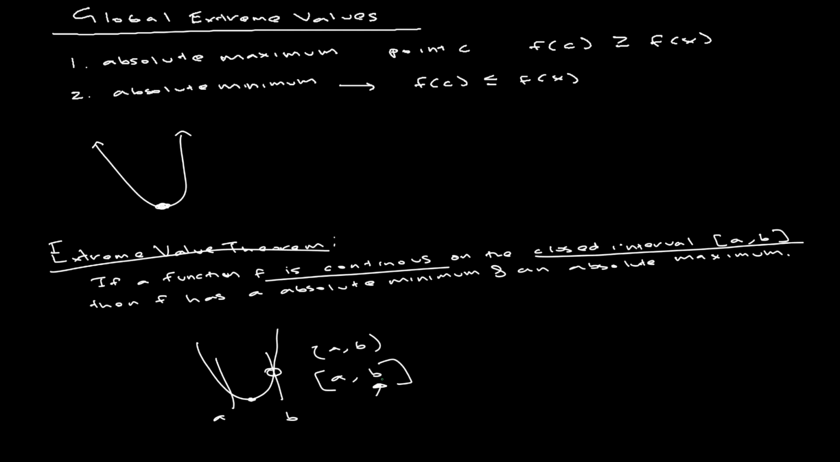So realistically, these theorems are pretty simple. They just say that if you have a function and some interval over which the function is defined at all the values, then you're going to have a maximum and a minimum in that situation.